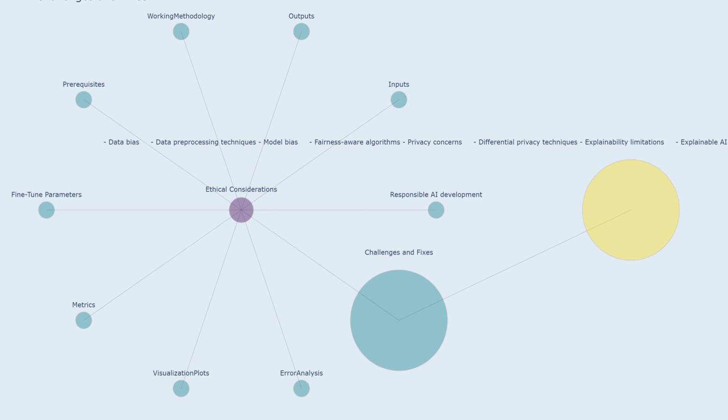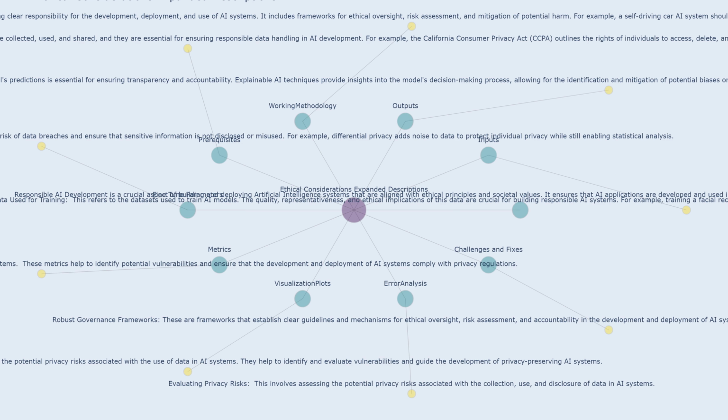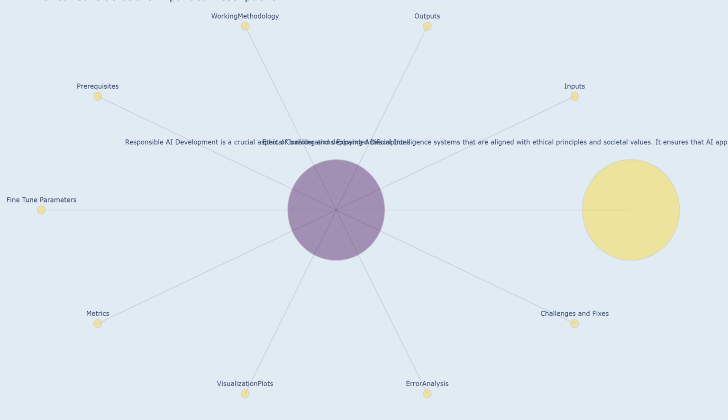Challenges and fixes. Robust governance frameworks. These are frameworks that establish clear guidelines and mechanisms for ethical oversight, risk assessment, and accountability in the development and deployment of AI systems. They help to ensure that AI is used responsibly and ethically, mitigating potential risks and promoting trust in AI technologies. Word cloud visualizations. Creating visual representations of the most frequent words used in the message. Highlighting key themes and ideas.